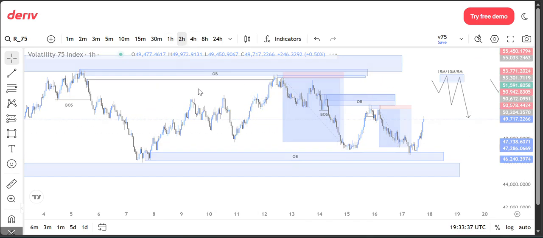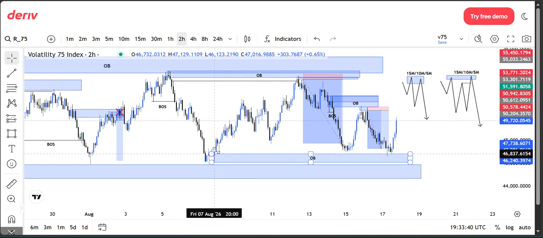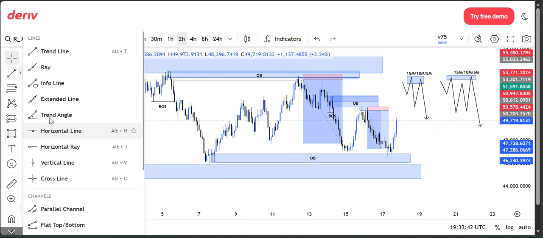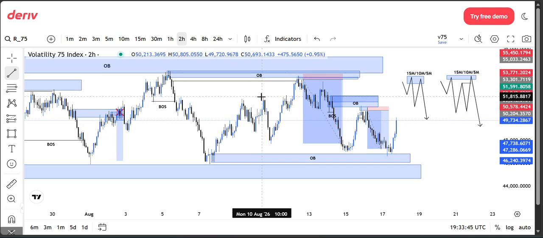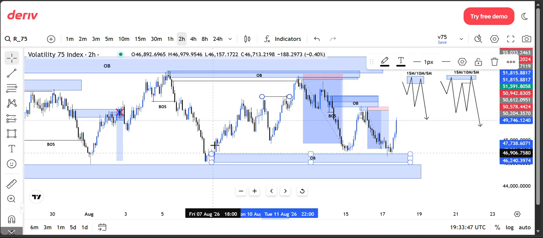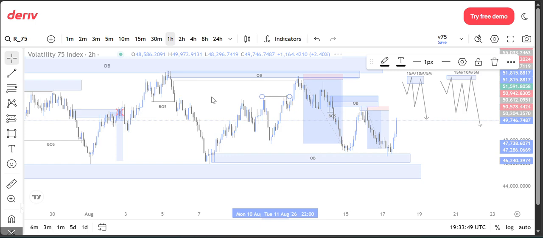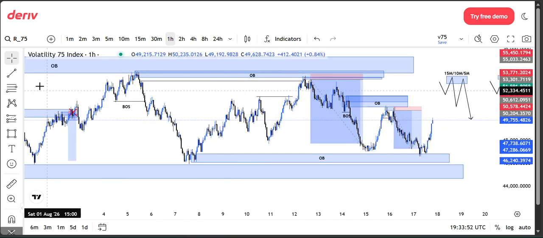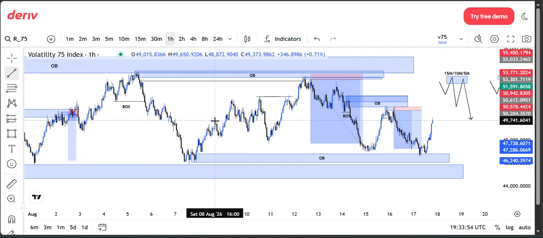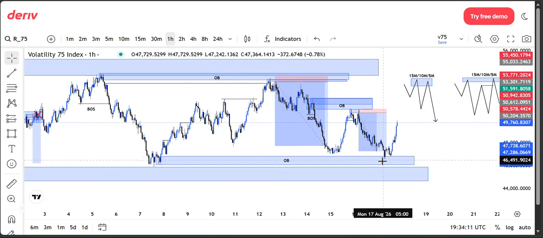Let's go to the 2-hour time frame and see what happened. We saw that this zone broke structure to the upside. If we go to 1 hour, we'll see it clearly. On the 1 hour we saw all those breaks. There's a break of structure here, another break of structure, and another. This is that zone, this order block caused that break of structure. So there's an order block right here.